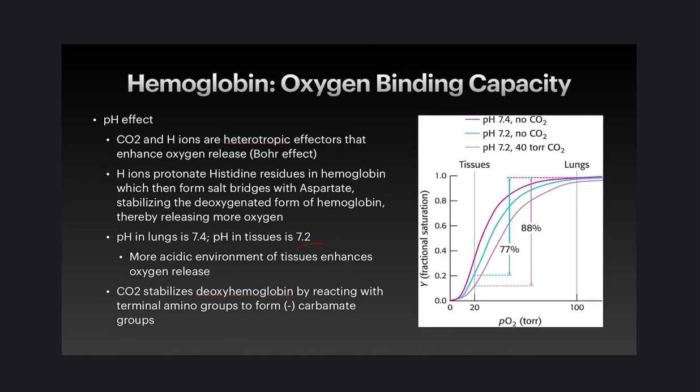CO2 also stabilizes deoxyhemoglobin by reacting with the terminal amino groups to form the negatively charged carbamate groups. That just means that we're stabilizing the T state even more. So it moves it from 66%, so as we can see here with CO2, to about 88%. If we didn't have any CO2, we'd be about 77%, which is still more than that 66% we would have with just a partial pressure change.